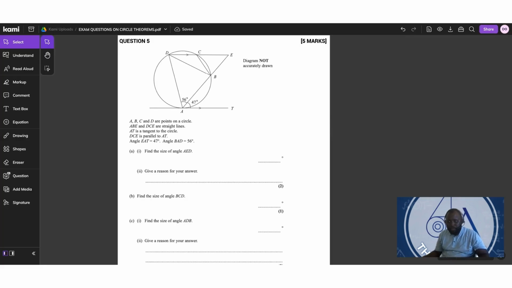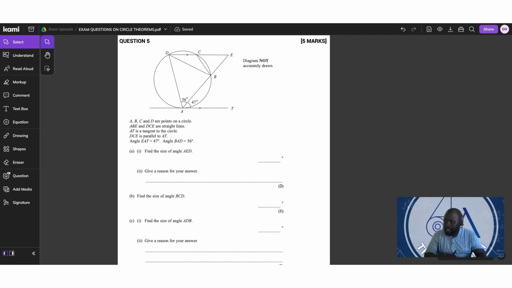Now, in question five, and I always love the fact that circle theorems, each question is always unique. It has a unique twist to what it wants you to do. We are told A, B, C, D are points on a circle, cyclic quadrilateral. ABE and DCE are straight lines. Remember, they're not tangents. AT is a tangent, so there's a tangent down there.